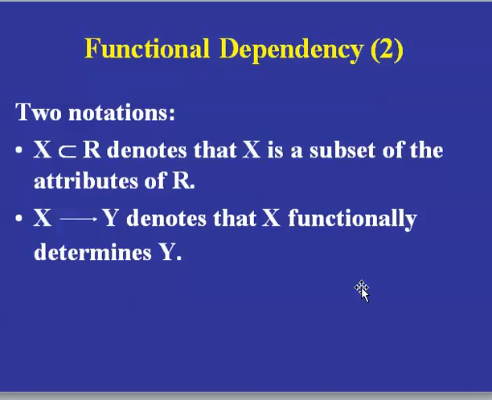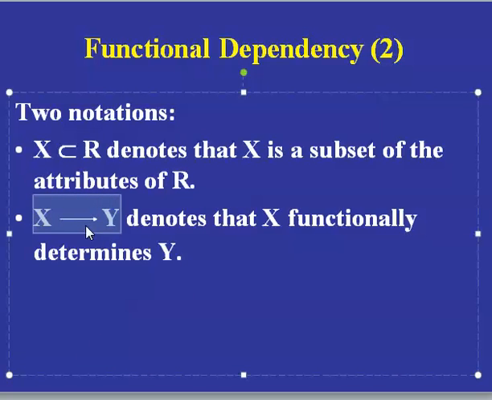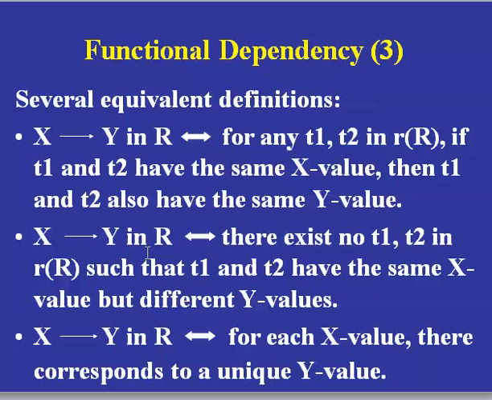Now there are other ways of understanding this. So for example, X is a subset, and this is the way that we will be using in this chapter. So X functionally determines Y. And there are other possible explanations for the definition that we have, and we're just gonna go into an example, and then after that we will talk about how we determine or identify functional dependencies.